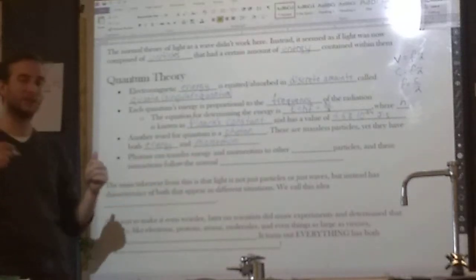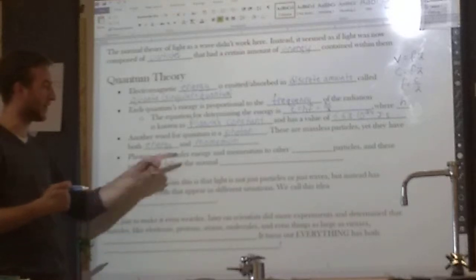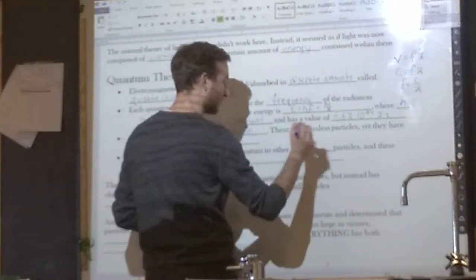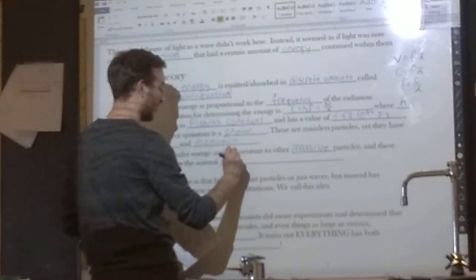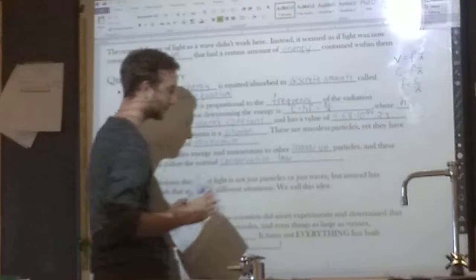Momentum, the equation is p equals m times v, mass times velocity. Photons do not have mass, yet they can have momentum. And weirdly enough, they can also give their momentum and their energy to other particles that do have mass, and they can receive energy from those particles. Okay? They can transfer energy and momentum to other massive particles, and these interactions follow the normal conservation laws. You know, the idea is that momentum is conserved and energy is conserved, that we talked about earlier in the year.